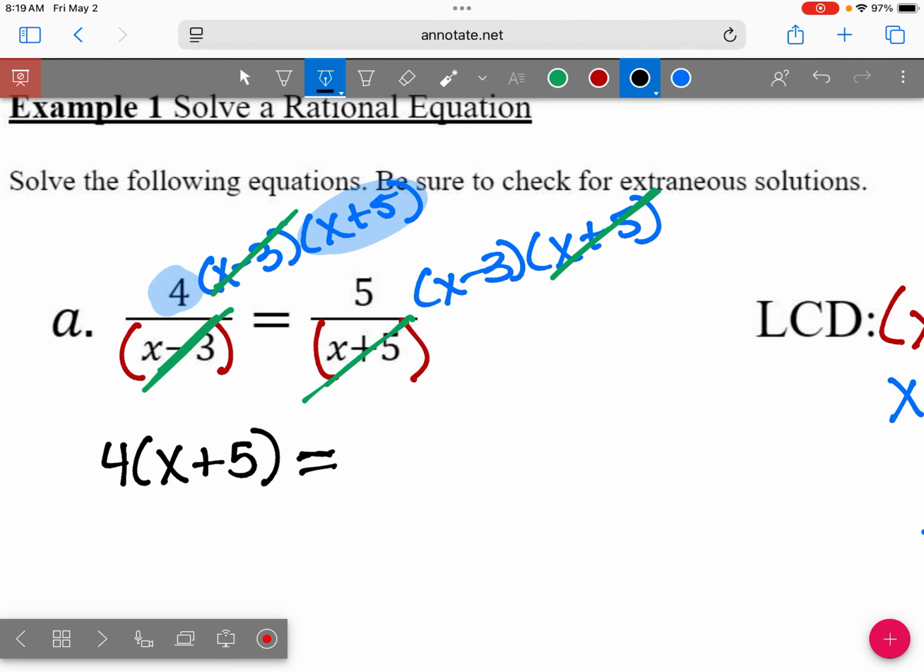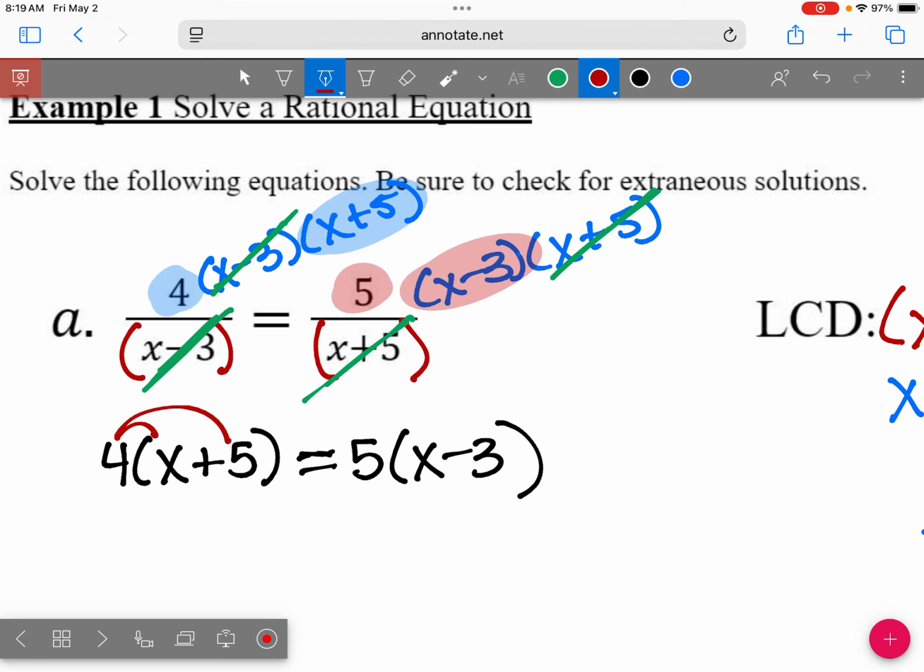Equals, and then we have 5 times x minus 3. So now we have cleared out the fraction. We can just solve it out. So now we're down to step 4, which is to simplify it and solve it. So I want you to distribute the 4 and distribute the 5.